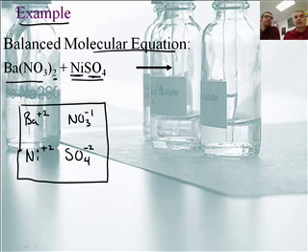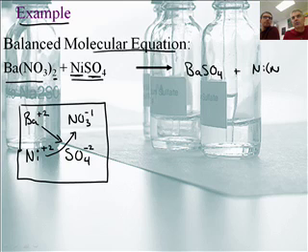So now I'm going to trade partners. I'm just doing what we've already done before. You'll see the additional steps in a few minutes. So I'm going to now trade partners. Barium is going to get together with sulfate now, and that's just going to be BaSO4, because it's +2 and -2. And the nickel is going to get together with the nitrate, and that'll be Ni(NO3)2. Again, playing the charge game.